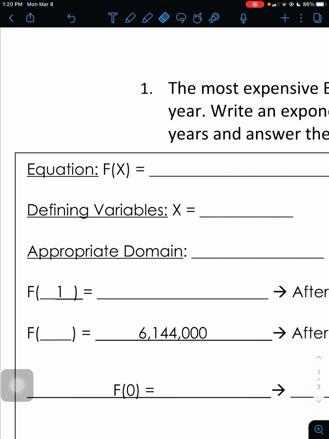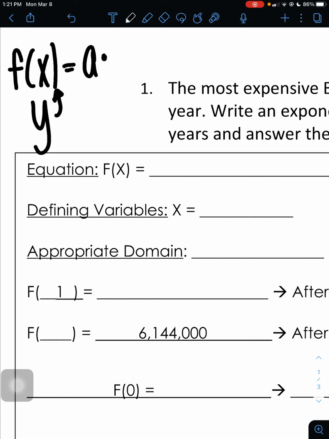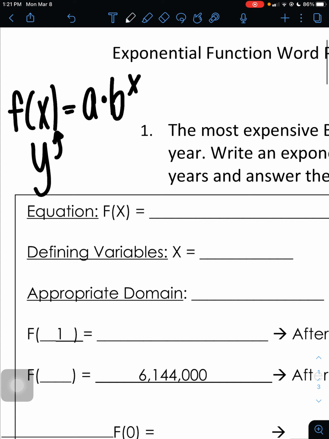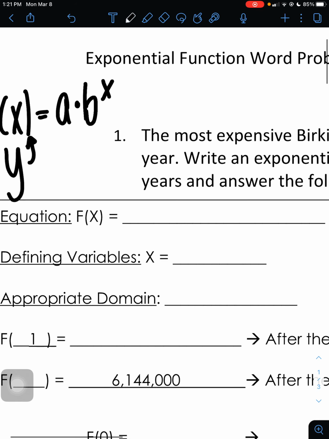Just to refresh our memory, I know that the general format for an exponential function is f of x, and that's the same thing as just saying y. These are the same. It's a times b to the x. That's our general format. And a is my initial amount, and b is either going to be 1 plus or minus my r, or there'll be a word in the word problem such as triples, doubles, cuts in half that lets me know what my b is. So let's go ahead and start with the a for this question.